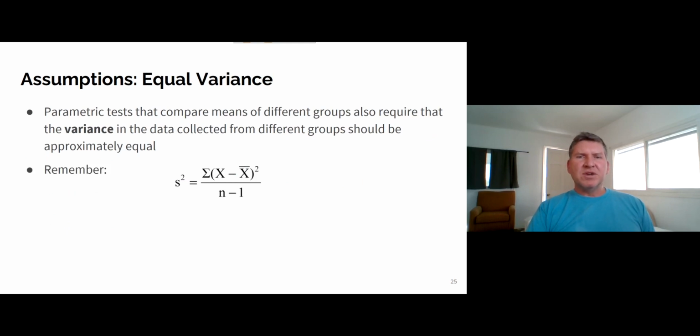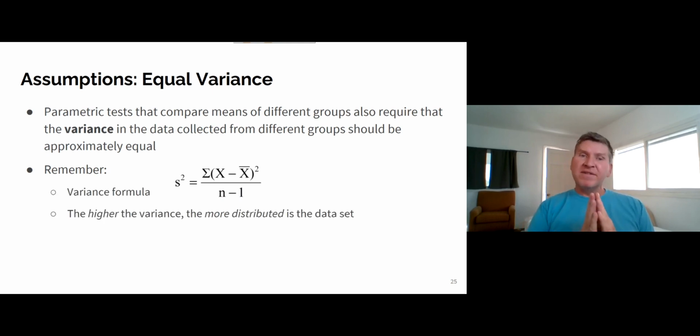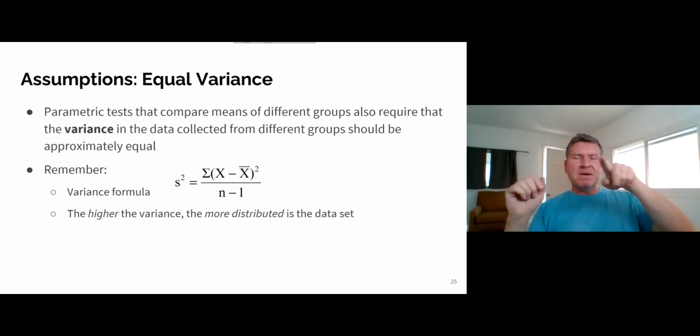So we want to make sure that the variance, remember the x bar is the mean and the x is each data point. We're taking the square of that difference divided by 1 less than the sample size, and that is going to be the square of the standard deviation, or the variance. So the higher the variance, the more distributed the data set is. If you think about that bell curve, the bell is going to be more flat and not go as high in the middle, the more the variance is.